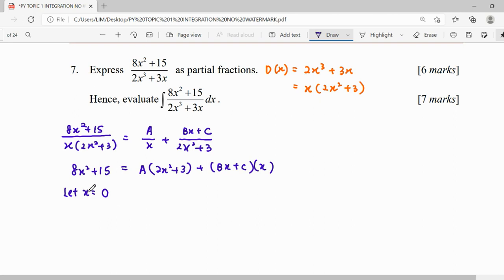So when x equals 0, we substitute inside, we get 15. So here we get 3A.